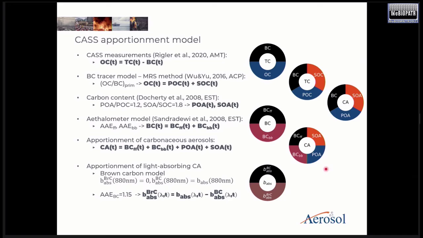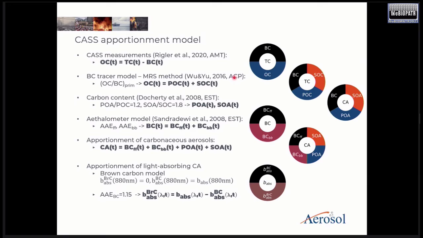So instead of just doing the BC to OC apportionment, we also did some steps further. Our CAS apportionment model, where CAS means the Carbonaceous Aerosol Speciation System, a combination of Aethalometer and Total Carbon, firstly apportions to BC and OC, where OC is TC minus BC. But then using the BC tracer model, which is quite well described in this paper here, it assumes that the black carbon coming from fossil fuel and primary organic carbon have the same sources, so the biogenic sources need to be neglected, and they have the same pattern.